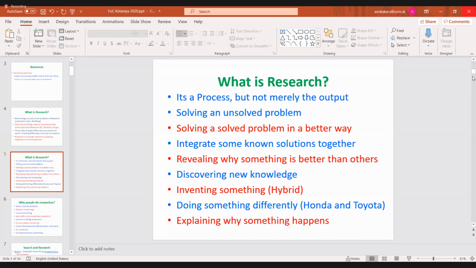Okay. Very important point actually in the research. Not only the output but also the process. Not only output but also the steps taken are important. Steps taken are important.